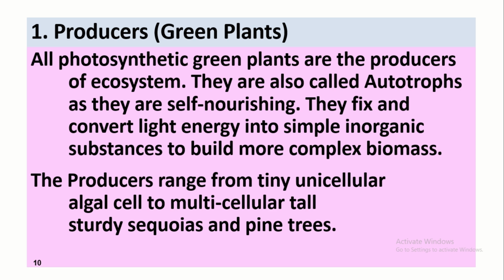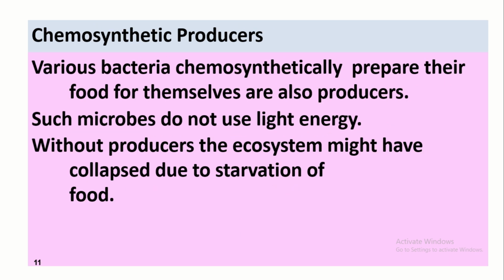They are producers. They are also called autotrophs because they are capable of producing food for themselves. They are self-nourishing. They fix and convert light energy into simple inorganic substances to build more complex biomass. The producers range from tiny unicellular algal cell to multicellular tall sturdy sequoias and pines.